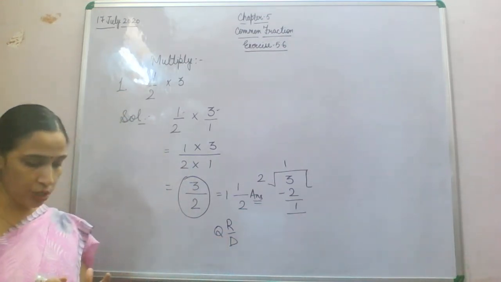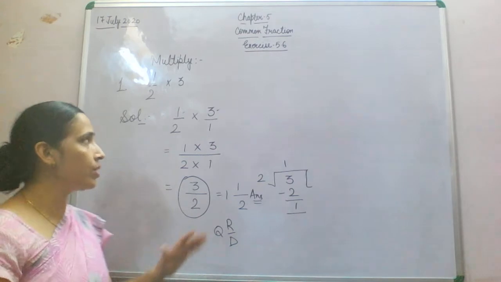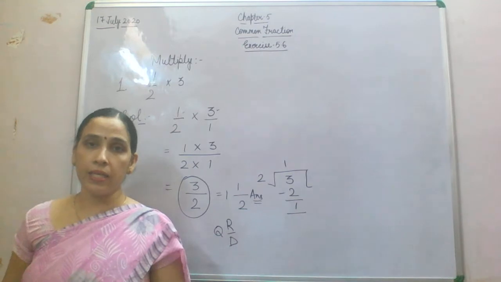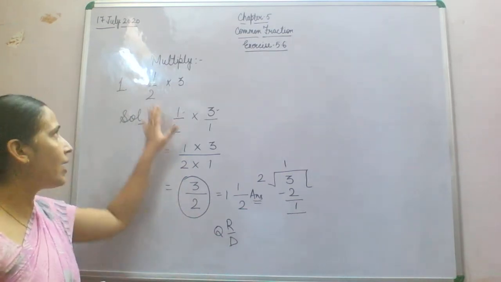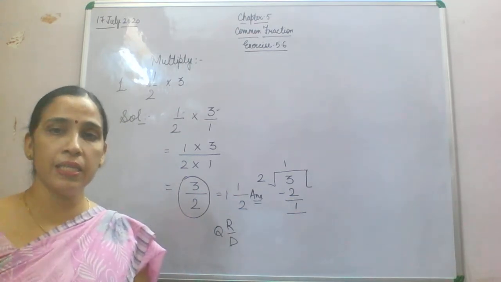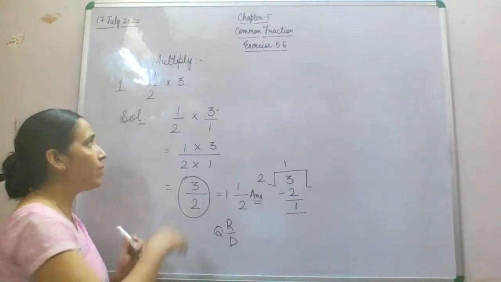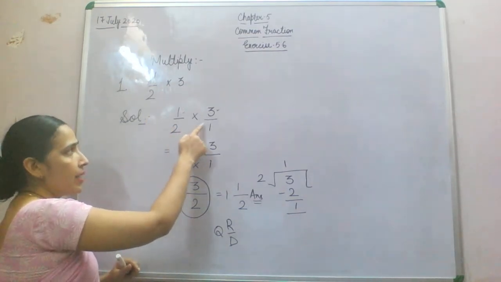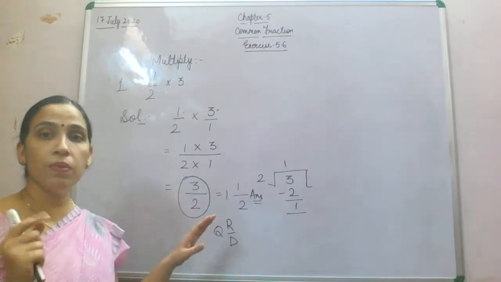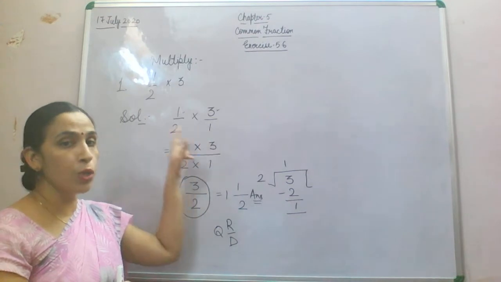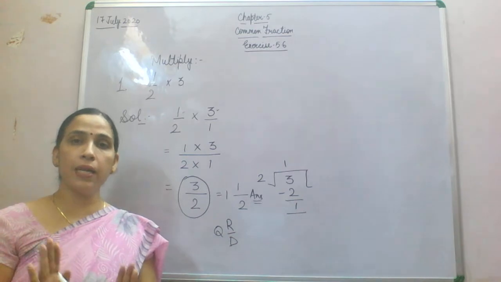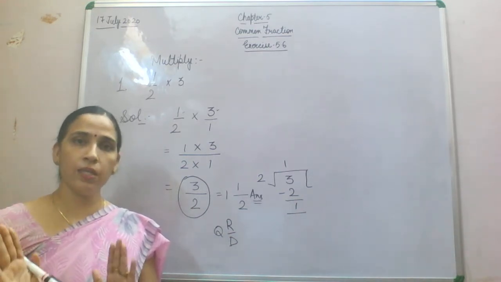So understand this question again. The question is 1 by 2 multiplied by 3. What exactly is it? 1 by 2 will be added 3 times. As you are all aware, multiplication is repeated addition only. So here we multiply 1 by 2 by 3. Now 3 is a whole number and nothing is there in the denominator, so what will we write? We will write 1 over there. Now the numerator will be multiplied by the numerator and the denominator by the denominator.